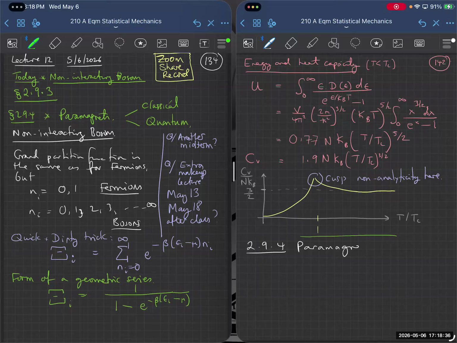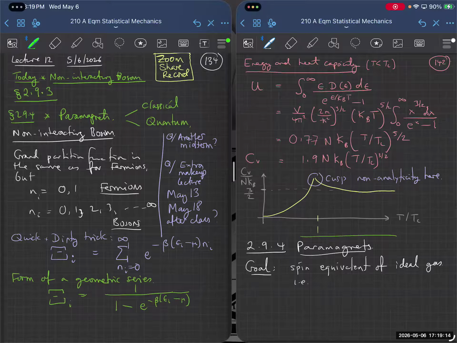So the next topic is paramagnets, and this is the sort of spin equivalent of an ideal gas. So what do I mean by that? Well, in an ideal gas, you had particles that bounce around. They certainly bounce off the walls of the container, but they don't interact with each other. So they're the spin equivalent of an ideal gas, i.e. non-interacting spins.